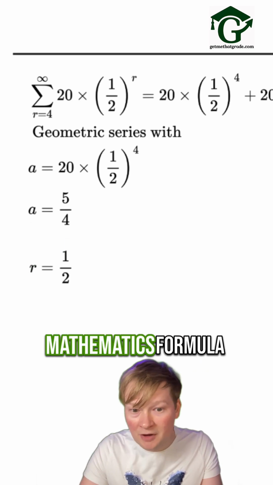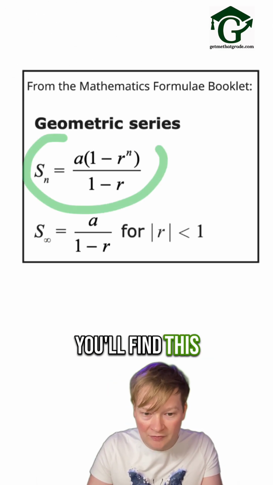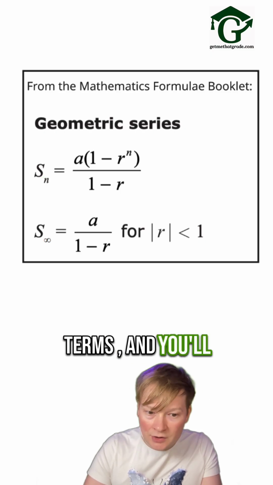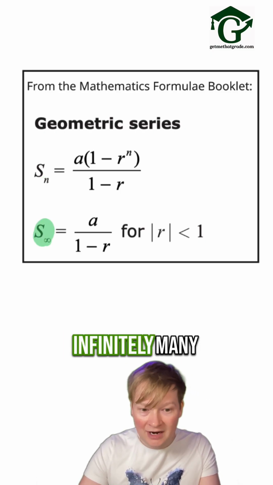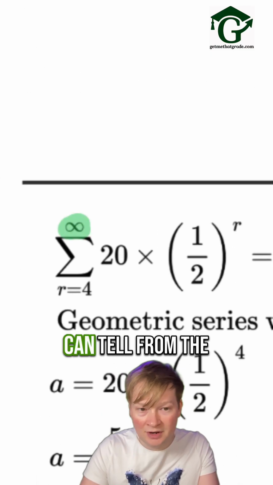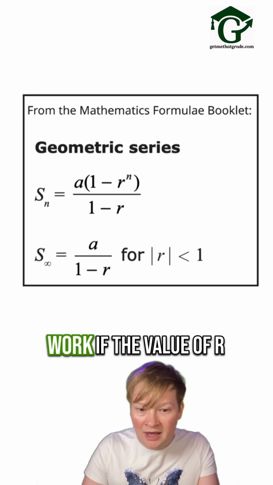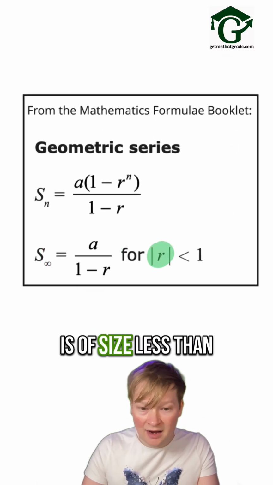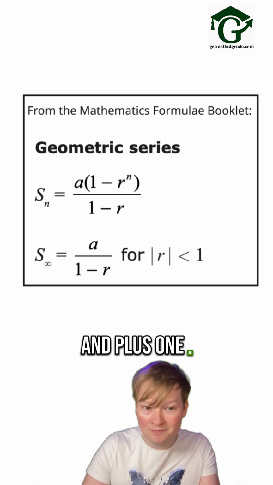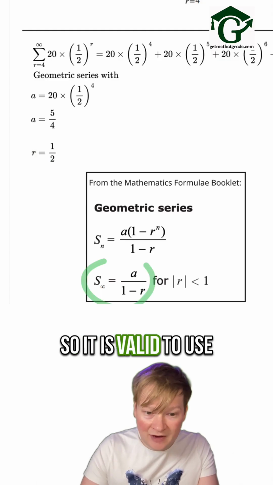If you go into the mathematics formula booklet for Edexcel, you'll find 2 formulae for geometric series. You'll find this formula, which sums a finite number of terms, the first n terms, and you'll find a second formula which sums infinitely many terms. That's what we have to use here, because we've got infinitely many terms, as you can tell from the infinity at the top of the sum. But notice that this formula can only work if the value of r is of size less than 1. In other words, if r, the common ratio, is between -1 and +1. And the good news is that r is a half here, which is of size less than 1, so it is valid to use this formula.